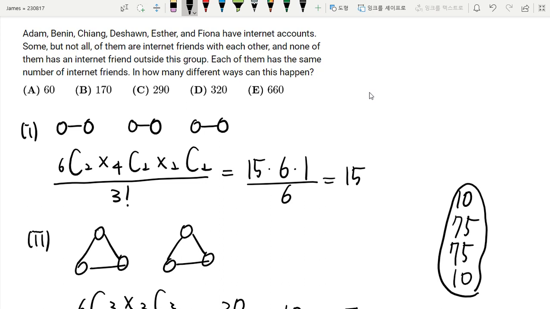Yep, add these four. 190. Yeah, 100. So 85 and 85. So yep, 170 is the answer.